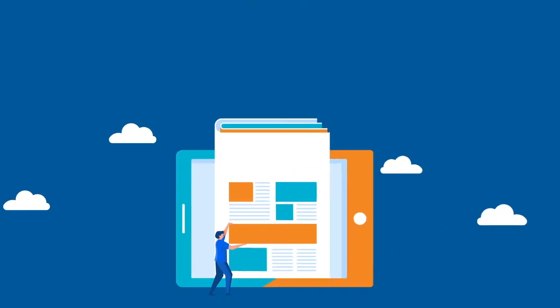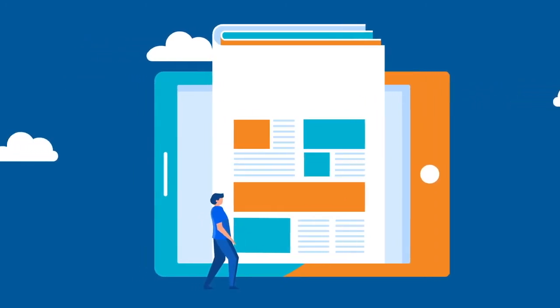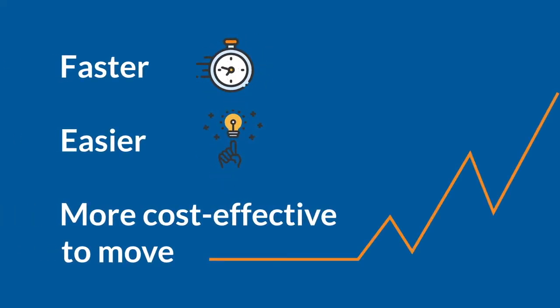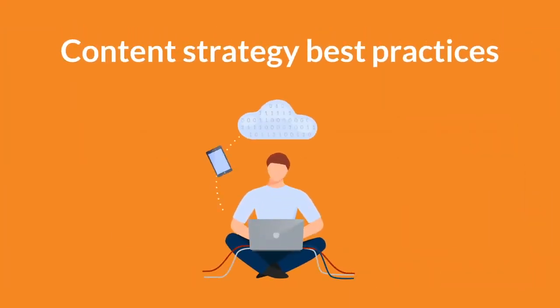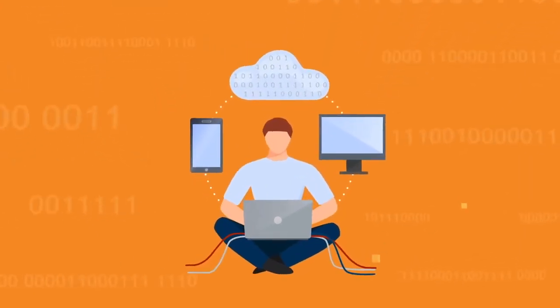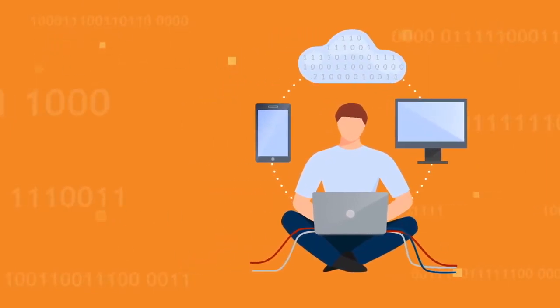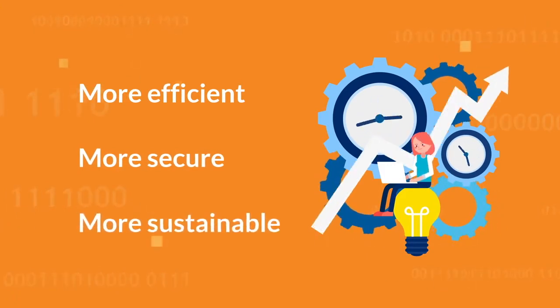Most enterprises migrating to the cloud investigate tools that move their content, but overlook the ways that they can make that content faster, easier, and more cost-effective to move in the first place. By employing content strategy best practices, such as robust document compression and normalization, your enterprise IT team can deliver a cloud migration project more quickly while building a repository that will be more efficient, more secure, and more sustainable over the long term.